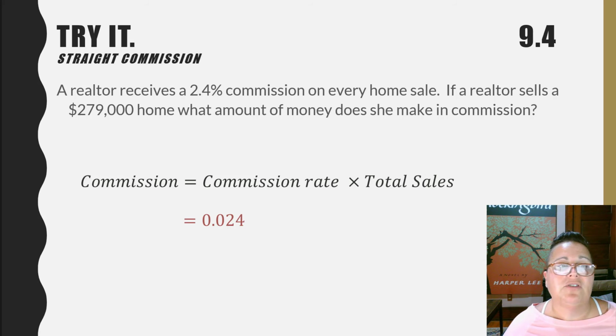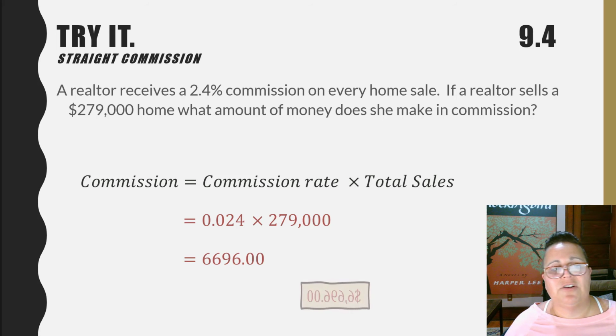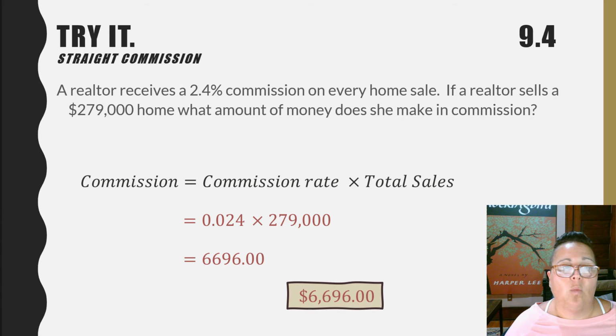Most of the time, realtors work on straight commission. So we would take the 2.4% and move the decimal point over to make it a rate. So 0.024 times the total sale of the house, which is $279,000, to give this realtor a commission of $6,696. So on one house sale, she made $6,696. Now, it should be noted that that home sale could have taken 3 months and countless hours to get done. This is not something that happens every day when you work in realty.